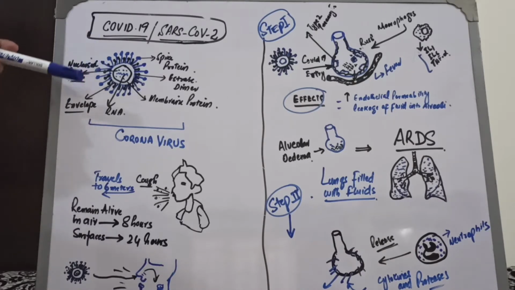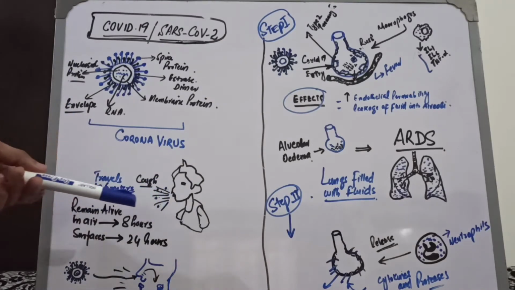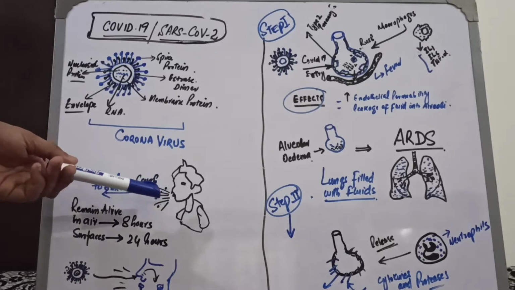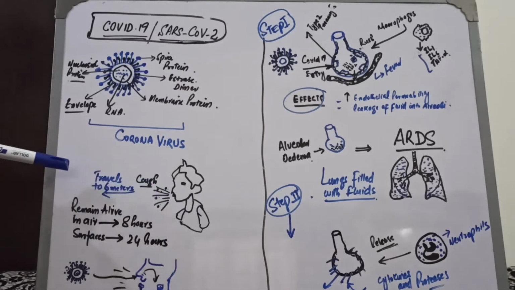If you look at the structure, we have membranes, envelope, RNA, proteins, esterase dimers, and the main important things are the spikes. This is the structure. Now, how does it spread? Anybody who gets it either coughs or sneezes. Millions of coronaviruses are coming out of the mouth.